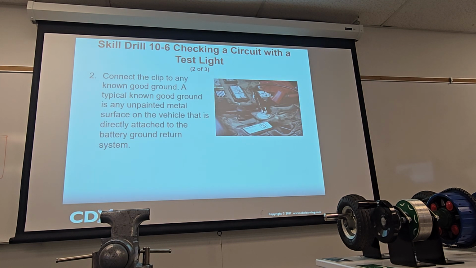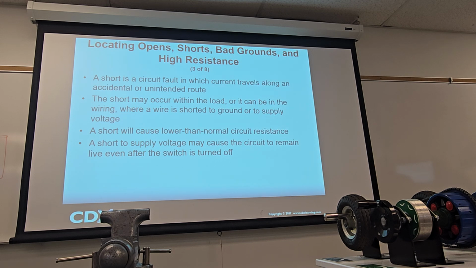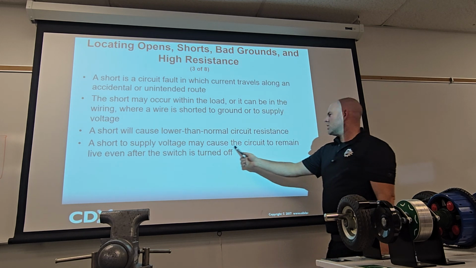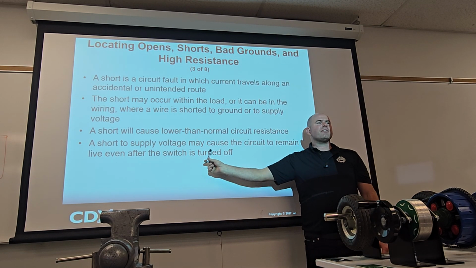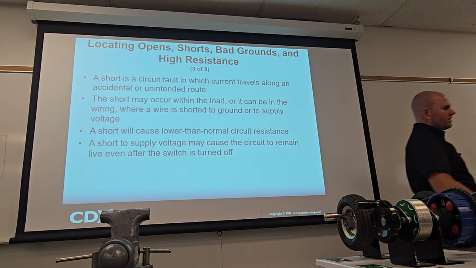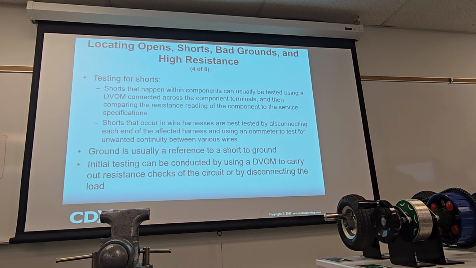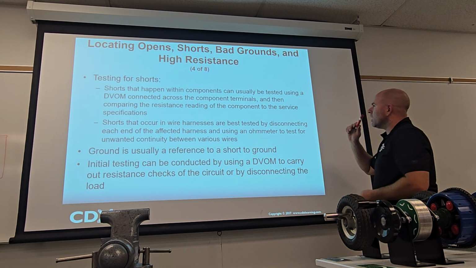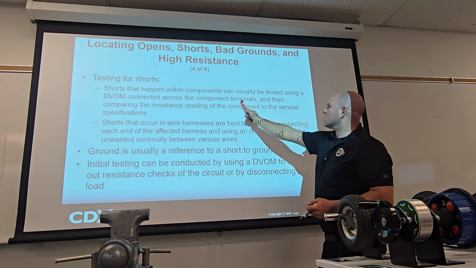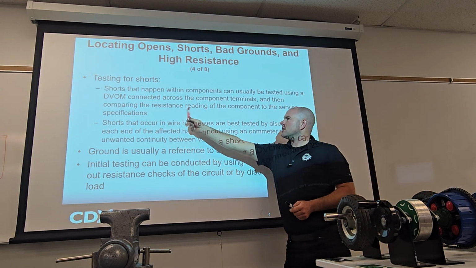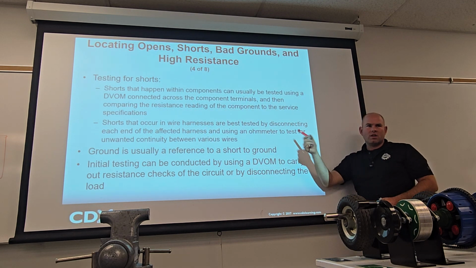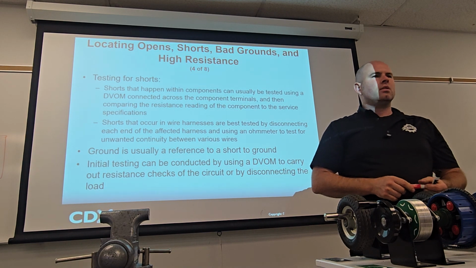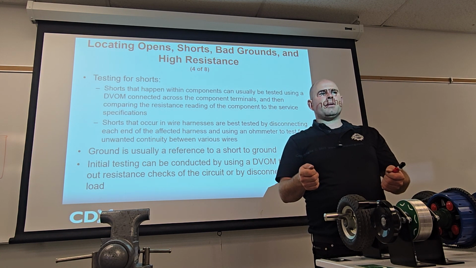We've also seen where the switch itself will become internally shorted too. It will cause lower than normal circuit resistance. A short to supply voltage may cause the circuit to remain live even after the switch is turned off. Sound familiar? So it could be either one. And then when we test it, you'll recall we test this a couple different ways. You could use your DMM across the component terminals and compare a resistance reading to the spec. So if they say, hey, your switch, when open, should have above 10,000 ohms, and you check it and it's got 2 ohms, is that above 10,000?